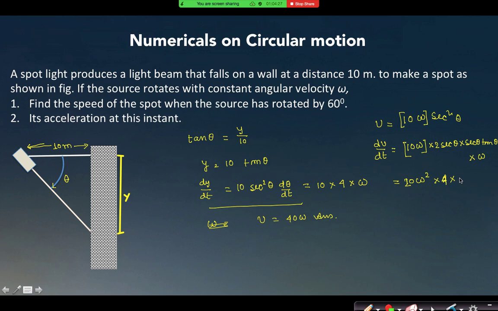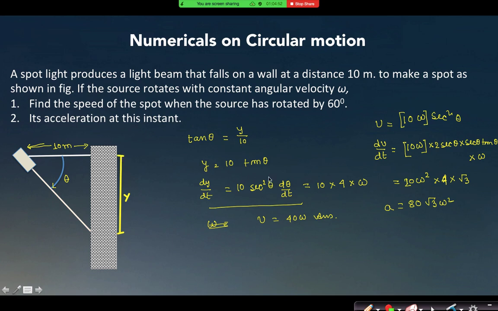Tan 60 degree is equal to root 3. So it is 80 omega square into root 3. Have you got this as your answer? Acceleration is 80 root 3 omega square. Yes, sir. Okay. So the similar process I have applied to solve this question.